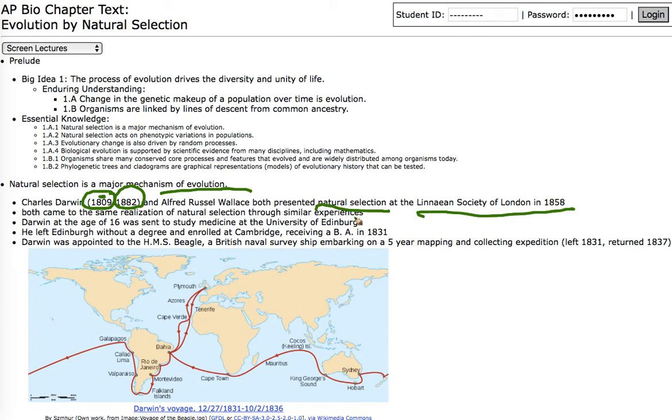Actually, Darwin wasn't at the meeting. Someone else presented for him in his place. He was at home with his family. He was burying his son. Tragically, one of his children had died.